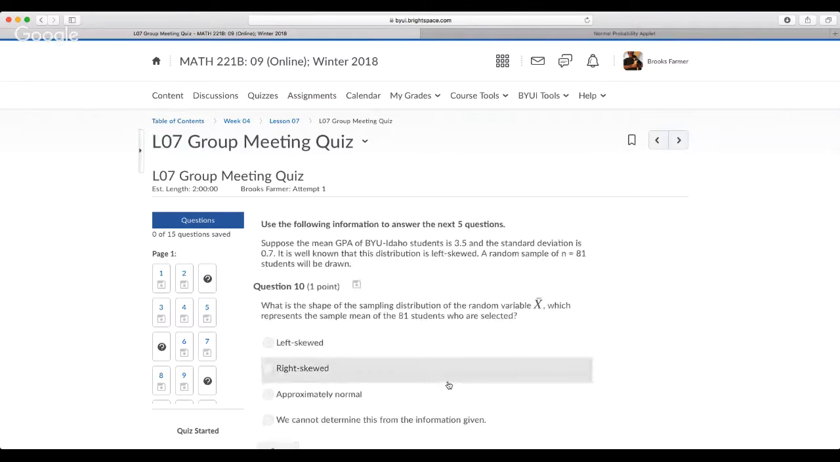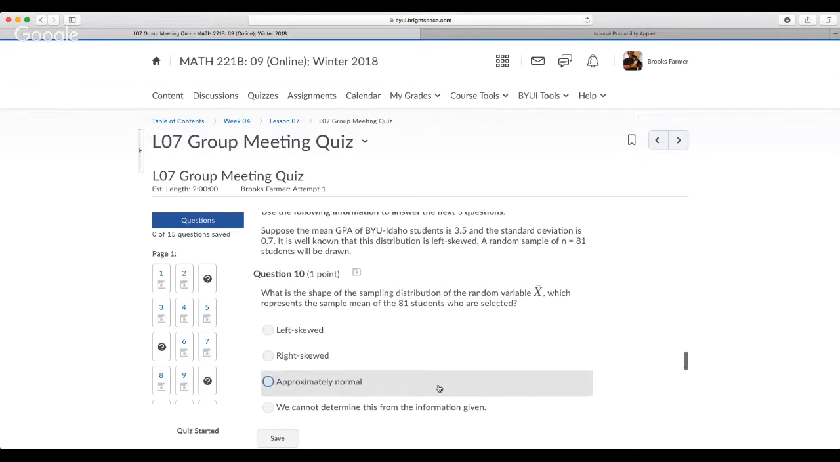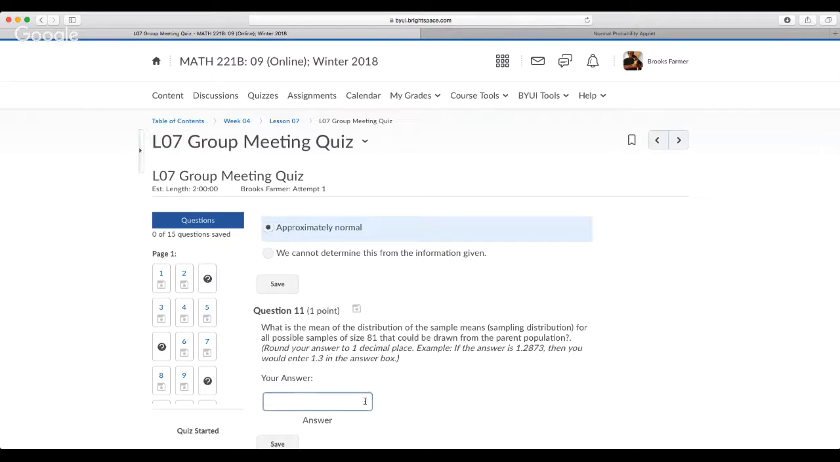So question 10, what is the shape of the sampling distribution of the random variable x bar, which represents the sample mean of the 81 students who are selected? So it's normal because it's over 30. Yeah, you have a pretty good sample there. Who wants to read 11?